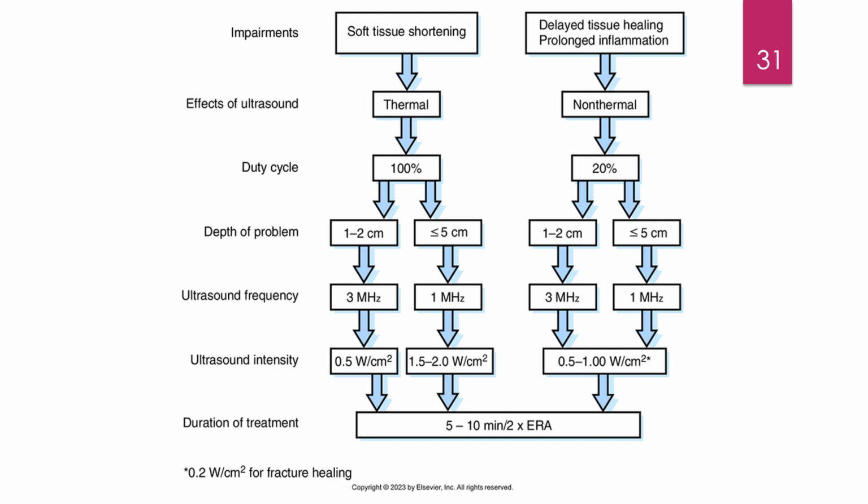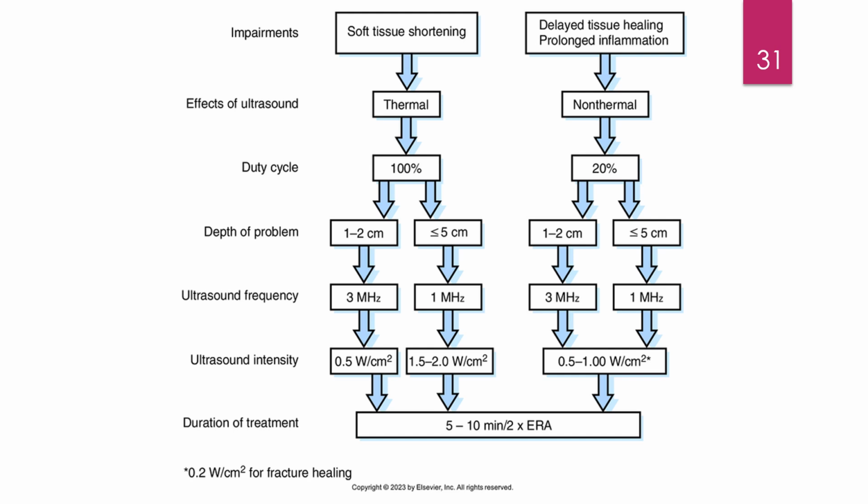Let's look at the other column where we look at impairments, and it says delayed tissue healing, or there's prolonged inflammation. So if we see any of those in our materials, then we're automatically thinking we're going to use non-thermal settings. The duty cycle that they recommend here would be 20%. Just remember that it could be 10%, 20%, or 50%. So we're selecting the duty cycle, 20%, because we've established that we're trying to initiate tissue healing or we're trying to modify inflammation. And then we go through the same process.